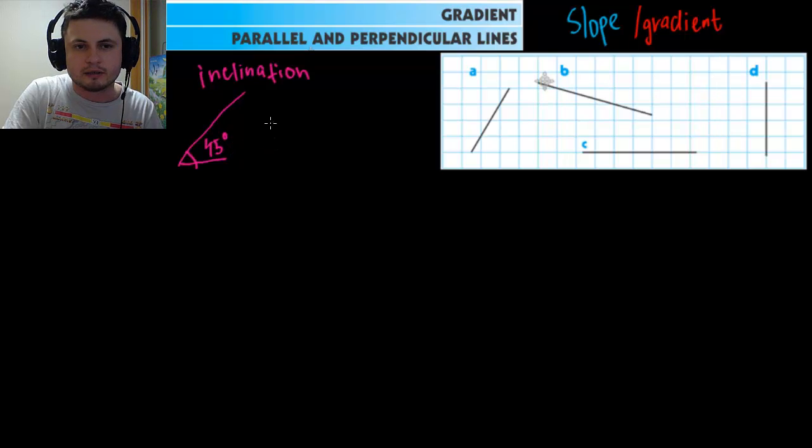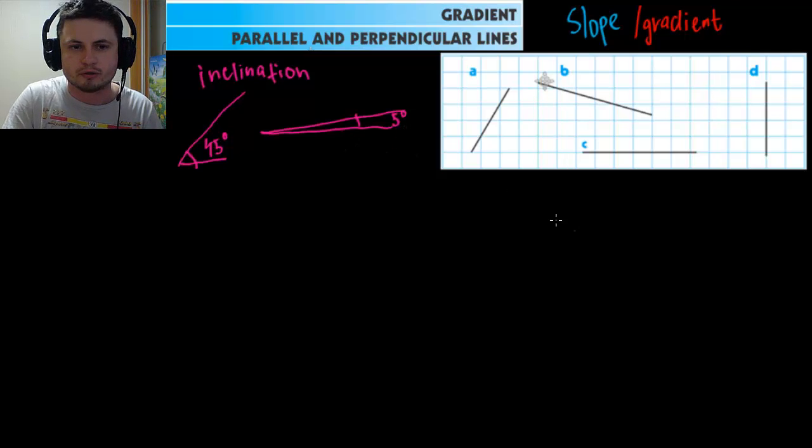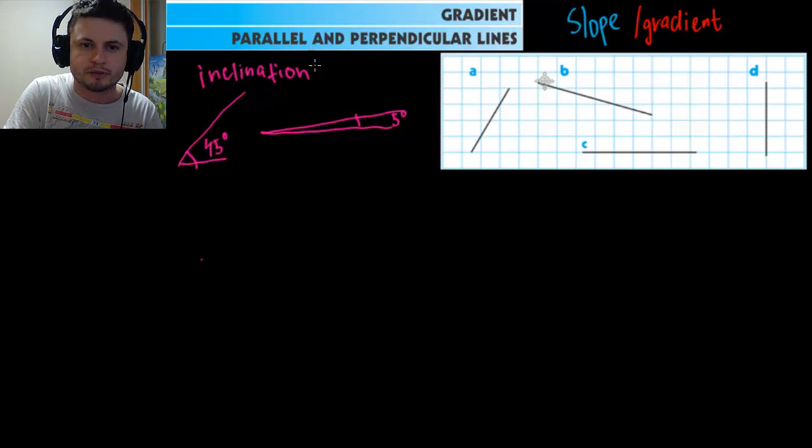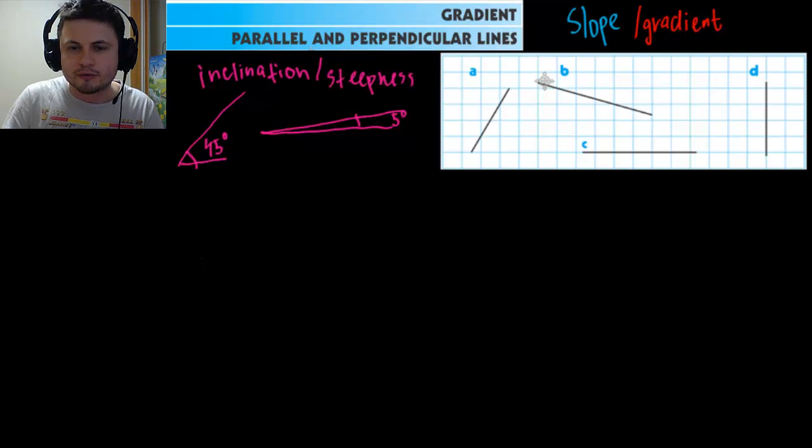Or you can have something a lot less steep and say this is only 5 degree slope or 5 degree gradient. So basically it's the slopiness, or if you have a mountain, how steep something is. So you can also call it steepness. And this is what we will be talking about, but specifically with coordinate geometry.